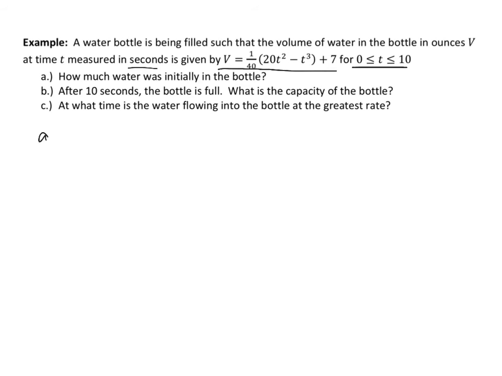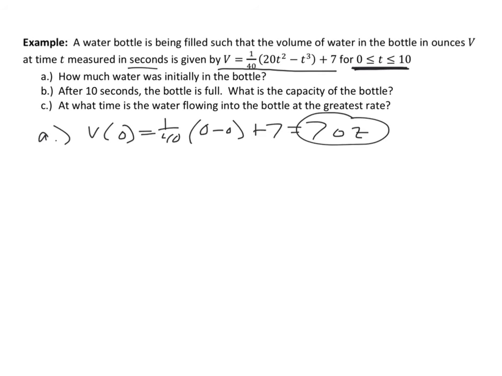For part A, how much water is initially in the bottle? Well, we're told that this is happening between times t being 0 and 10, so initially we'd be looking at time 0. If I plug in t being 0, V of 0 would be 1/40 times 20 times 0, minus 0, basically a bunch of 0, plus 7. It looks like initially it's 7 ounces of water in the bottle. Now, some of you may be wondering, do you need to write down units? If the problem does not specifically say to indicate correct units, then there are not going to be any points associated with units. It's a good habit to be in, but it's not strictly required because the problem didn't ask for it specifically.